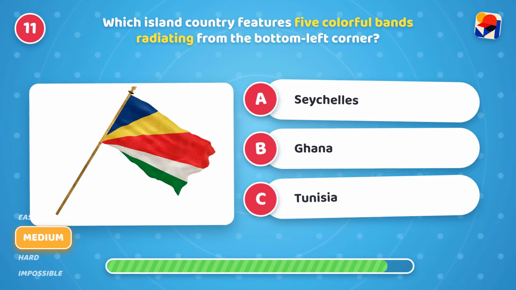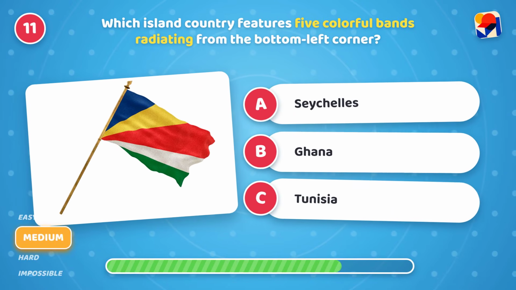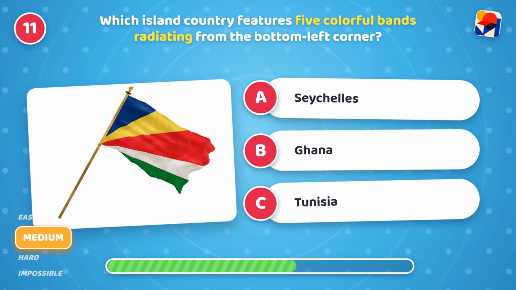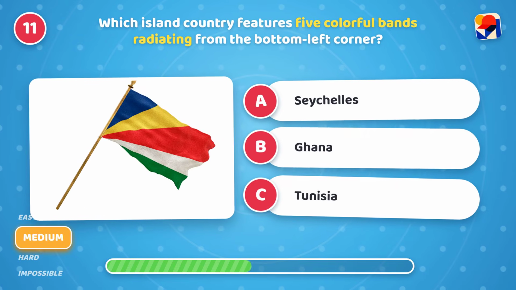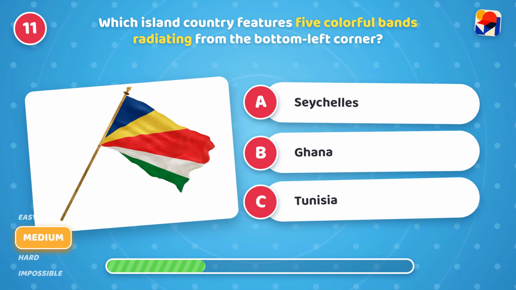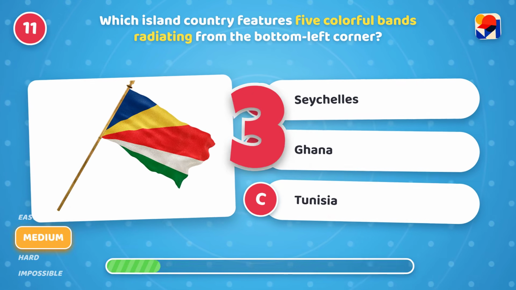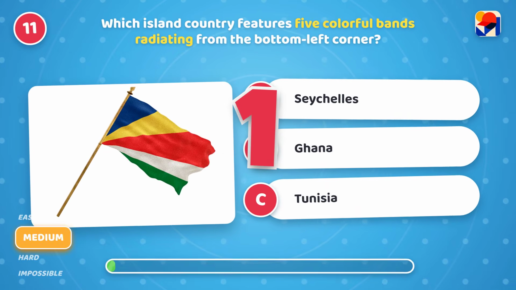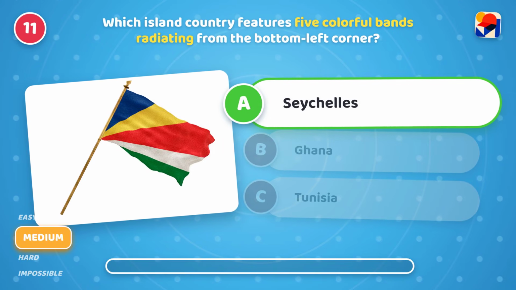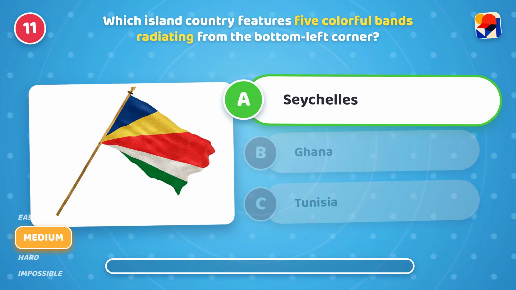Which island country features 5 colorful bands radiating from the bottom left corner? Is it A, Seychelles, B, Ghana, or C, Tunisia? It's A, Seychelles. The bands show a dynamic country.